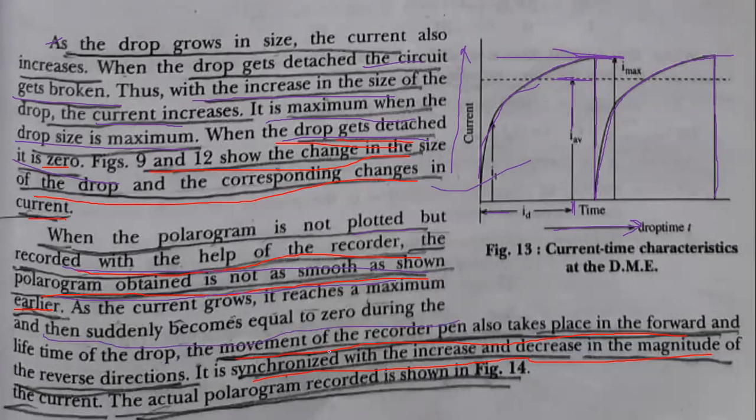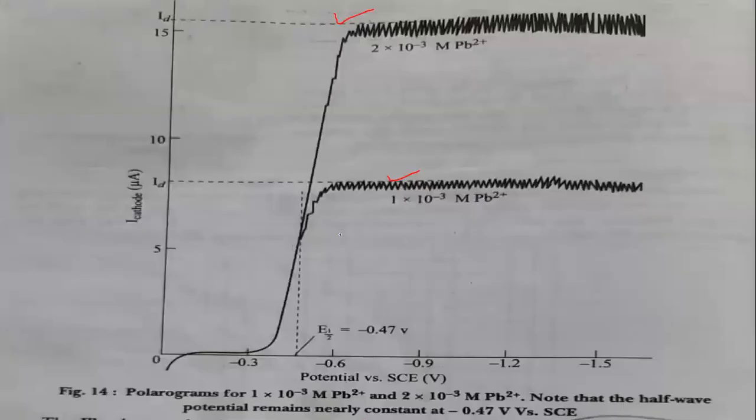It becomes 0 during the lifetime of a drop. The movement of the recorder pen also takes place in a forward and reverse direction, and it synchronizes with the increase and decrease in the magnitude of the current, which depends upon the drop. So the actual polarogram we can see here. See how the current is increasing, and how it fluctuates. This is due to the continuous formation and detachment of drops at the capillary tip.